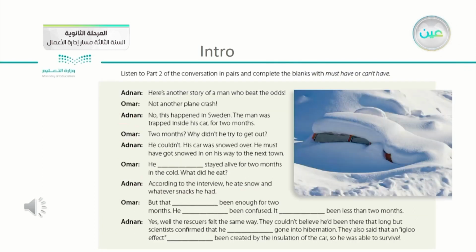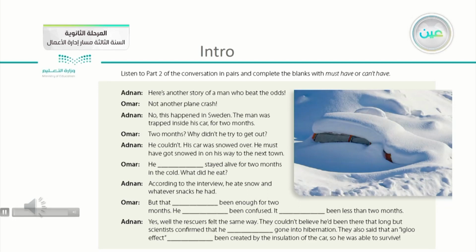Now we have another conversation between Adnan and Umar. We will listen only one time to this conversation and I want you to fill the blanks. And after that, we will go ahead to the slide where we have all the answers for each gap.